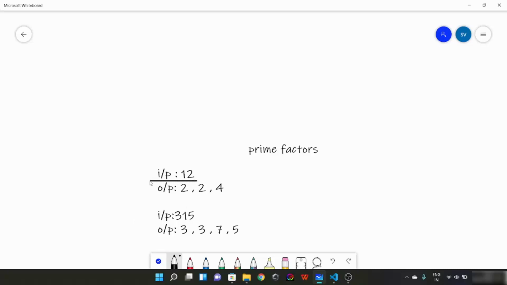Now see here. Let's start with this example. Input is 12, right? So what would be the prime factors of this number? To brush up your memory, let me tell you about prime factors. Prime factors are the factors of a divisor, which in this case is the input, 12, and the factors of this number which are prime, right?